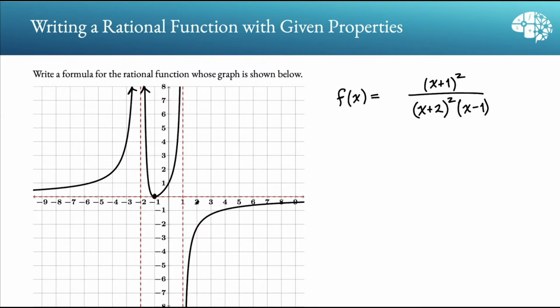And then the x minus 1, that asymptote there, on one side it's going up, and on the other side it's going down. And so when it's different behavior on either side, one going up, one going down, that means the exponent is odd. So we'll go ahead and leave that exponent as a 1.